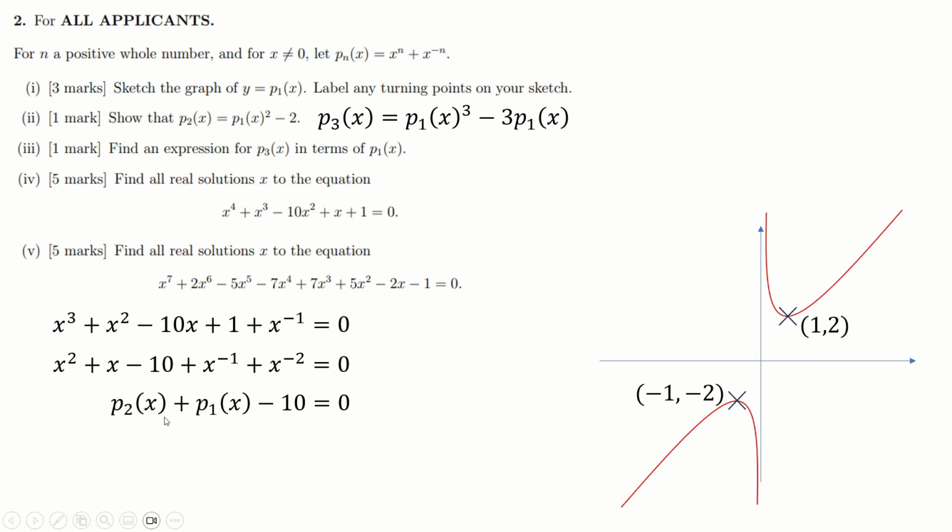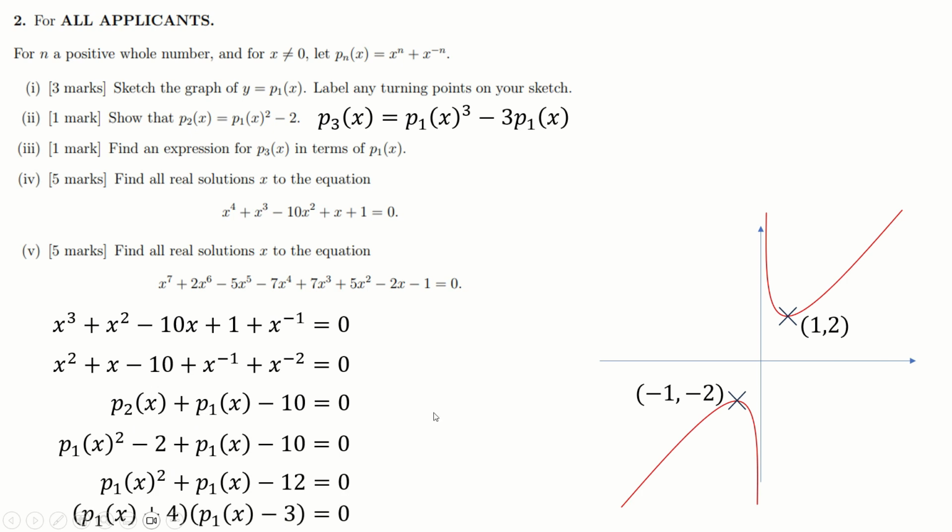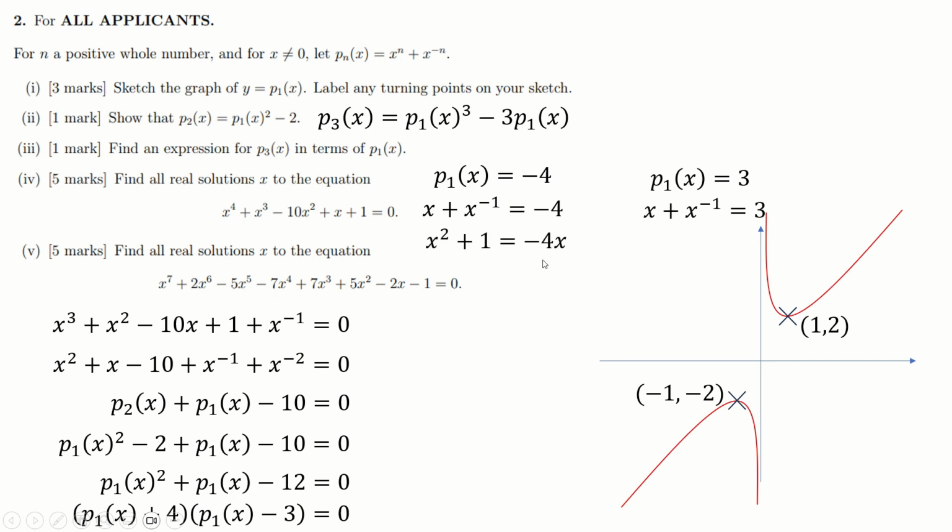But then they've given me more help by nudging me in the direction of showing that P2 of x is this thing here. So I can do that, which simplifies to this. And this is a quadratic written in terms of P1 of x. So it actually just factorizes to this. Apologies for those symbols there that are in the way. But it's P1 of x plus 4 times P1 of x minus 3, which means either P1 of x is minus 4 or P1 of x is 3. Which is cool because P1 of x is just x plus x to the minus 1, which is itself a quadratic once you times everything by x and move the thing over.